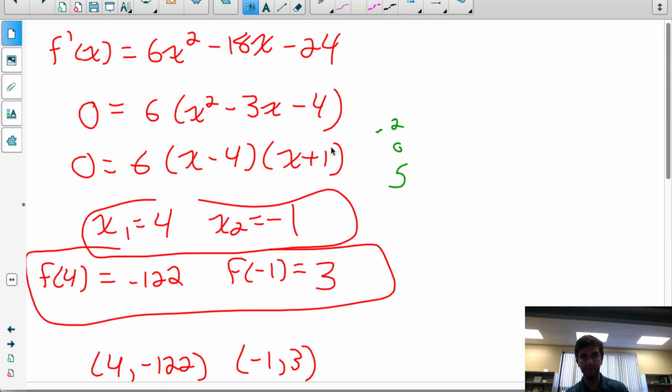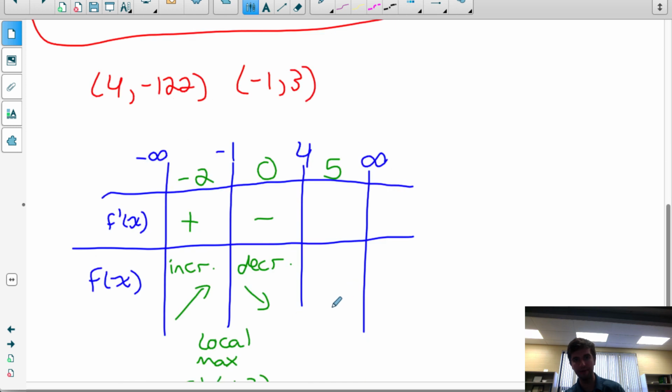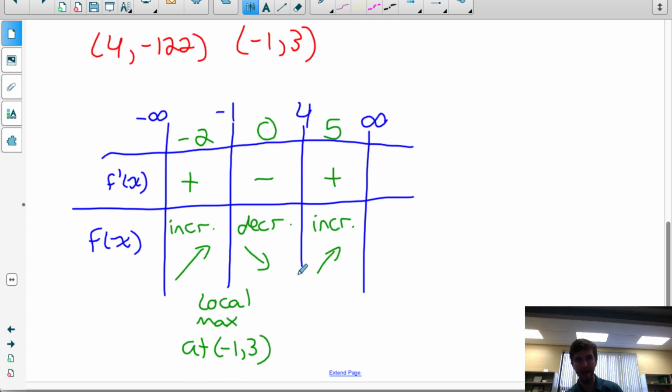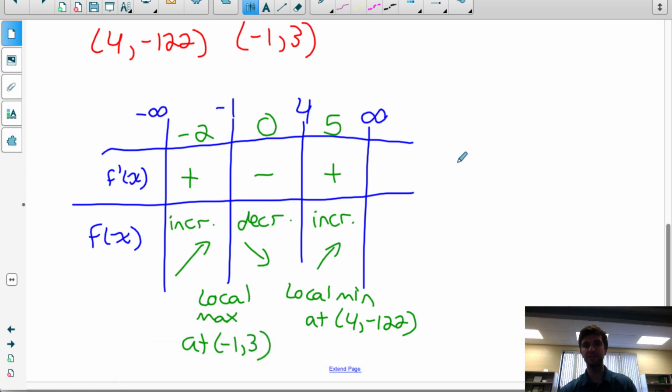And then at 5, if we plug 5 into the equation of our derivative, 6 times 1 times 6 is 36. So once again I have a positive answer, which means the function is now increasing. So it's going back up. Okay, so that means at the critical number of 4, what we have is a local min point, right? So local min at 4, negative 122.